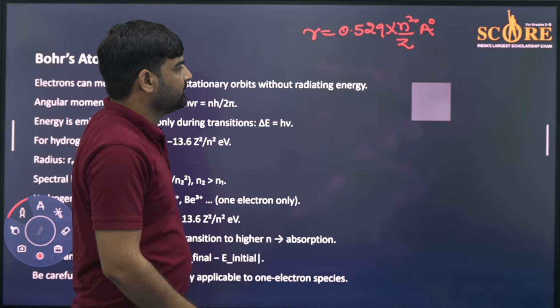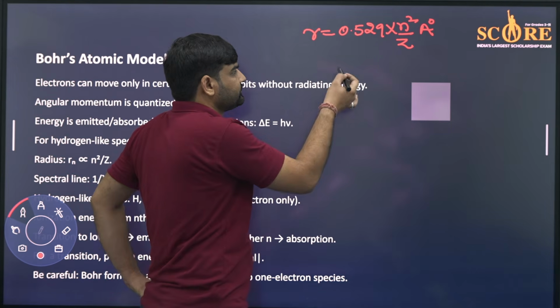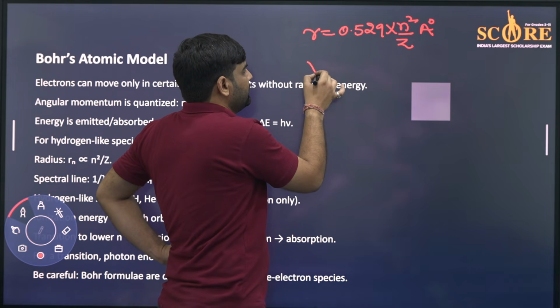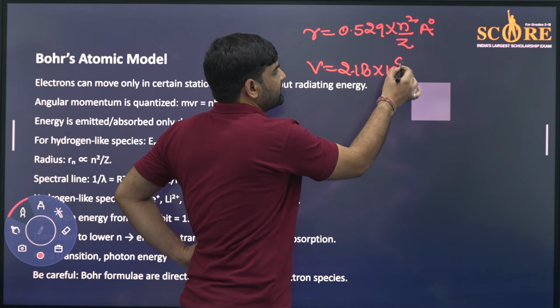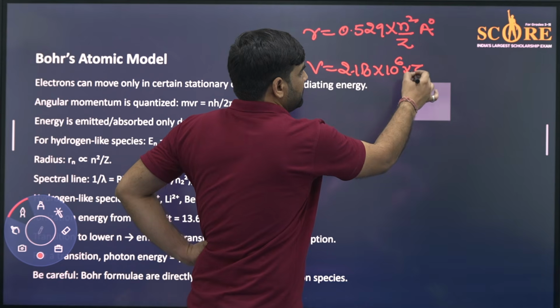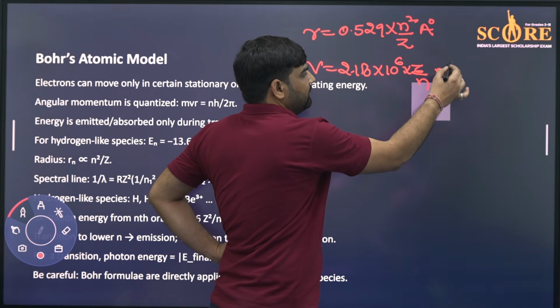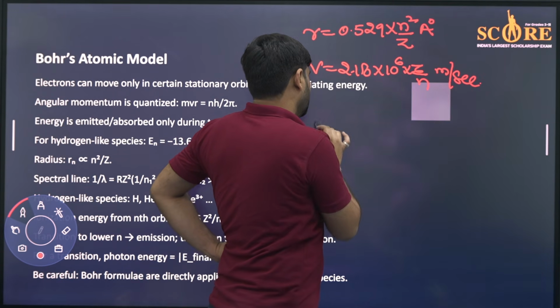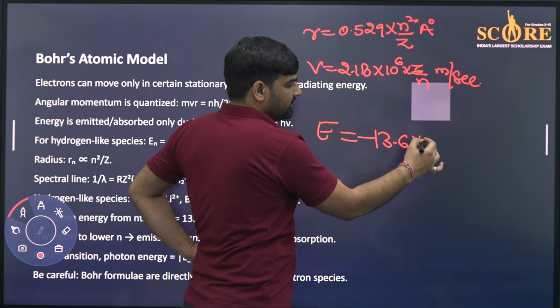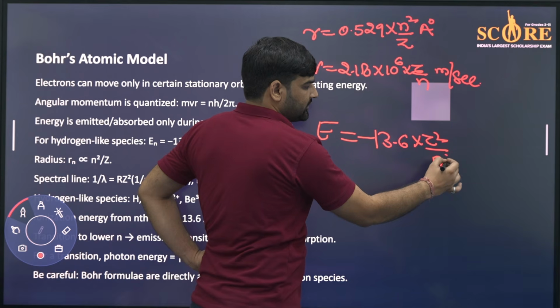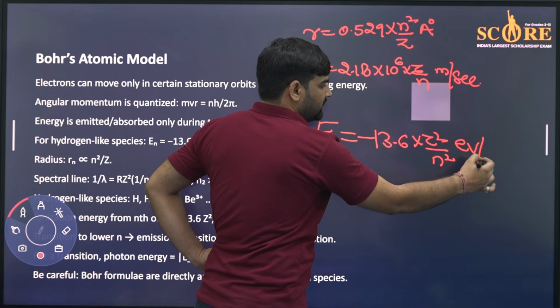N is the shell number, Z is the atomic number. Velocity will be 2.18 multiplied by 10 raised to power 6 multiplied by Z by n meter per second. Energy will be minus 13.6 Z square divided by n square electron volt per atom.